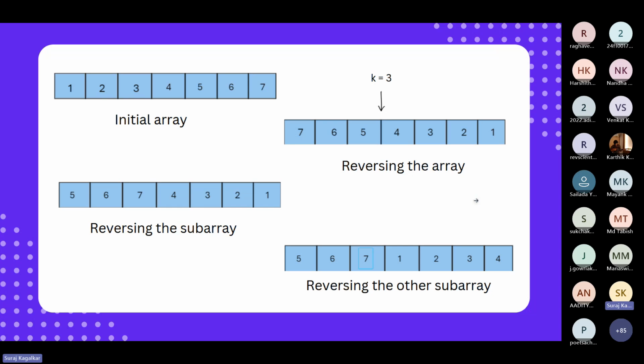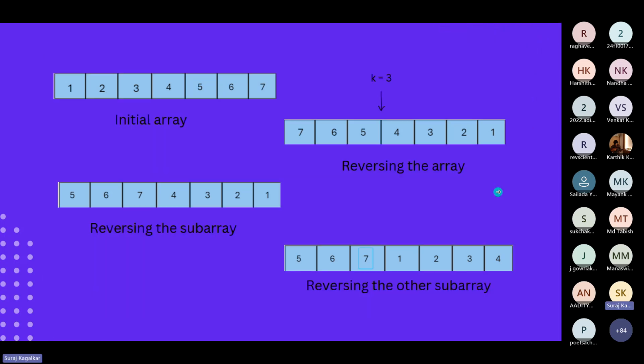This works because a rotation by k is essentially a rotation by 1, k times, on the updated array. So that is why this approach works. Right. Let's just look at its implementation in code.